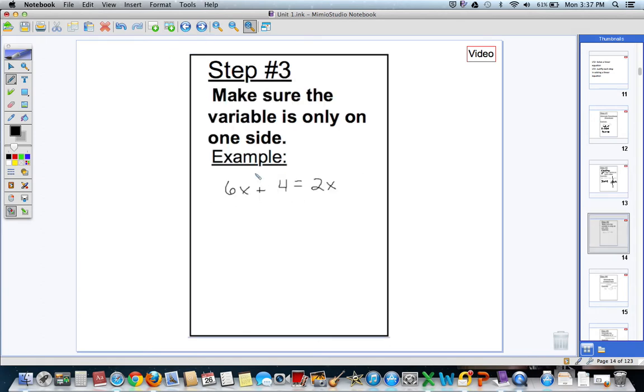Step 3, make sure the variable is only on one side. When we say one side, we always mean of the equal sign. So there's variables on both sides here. We have an x over on this side, and we have an x over on this side. We want an x only on one side. So to do this, we want to move one. Normally, we move the smaller number. So normally, we move the 2x by subtracting a 2x.